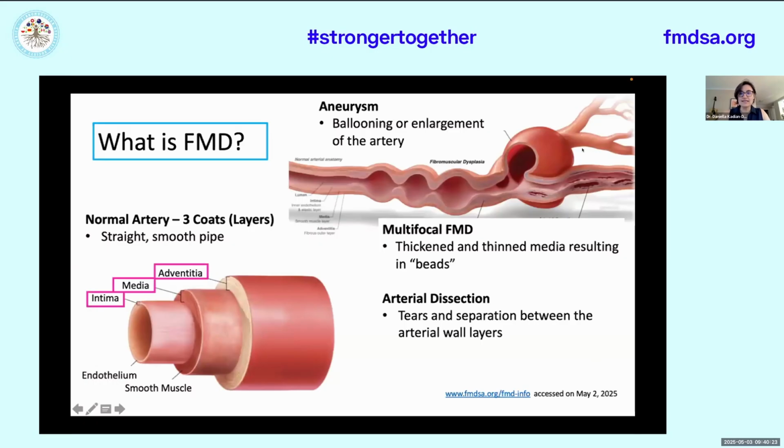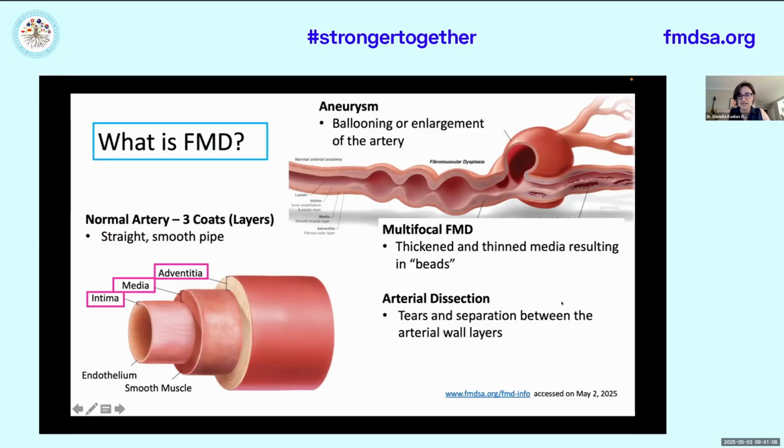So you heard a lot about what is FMD already. Just to recap, a normal artery should be a straight, smooth pipe that provides blood flow. That artery has 3 layers in the wall that give it its strength, which is going to become important when we talk about complications like aneurysm and dissection. With FMD, you get a thickening of one of these layers that leads to narrowing and then dilation and narrowing again, creating this kind of beaded pattern that we see in multifocal FMD. We can get bulging of the artery, as you heard, for aneurysm, and then tearing within the wall of the artery, which can cause dissection and separation of the wall layers.